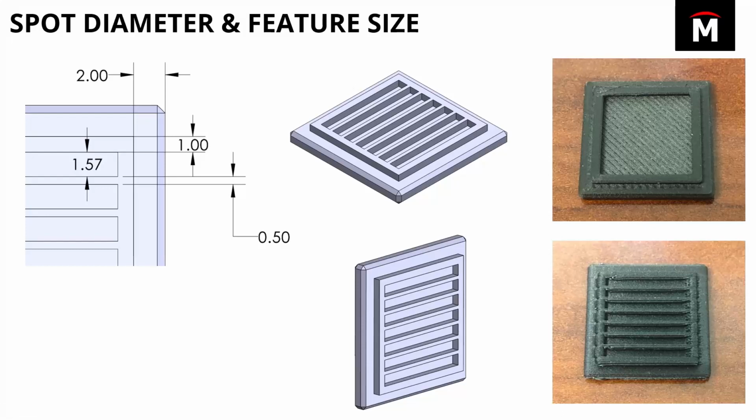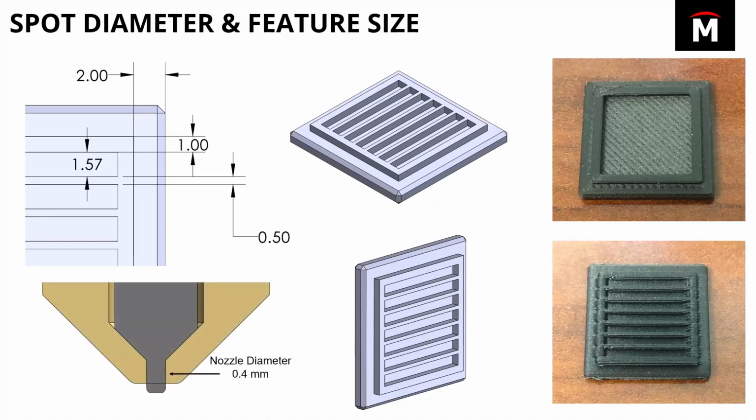Now, why did the top one not print correctly? It's because the nozzle diameter is 0.4 millimeters, and that feature is only 0.5. Typically with a nozzle diameter of 0.4 millimeters, your bead width, your extrusion width, is going to be somewhere between 0.4 and 0.5 millimeters. So in this case, the slicer didn't recognize that feature. It said that's not going to be possible, we're not confident that this will print successfully. So no feature was recognized by the slicer.